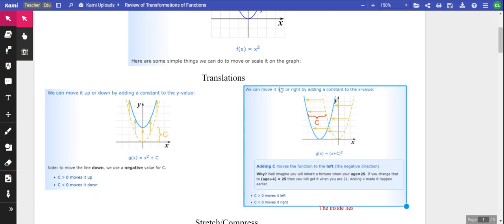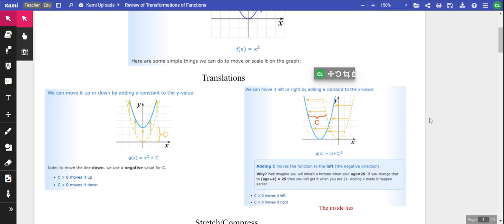When dealing with horizontal translations, moving left or right, this is where it gets a little bit tricky. If I add a value inside my function, so you can see I'm now inside that squared, I actually move towards the negative. So this is kind of counterintuitive. You would think, oh, I'm adding to my x, I need to move to the right. But the inside lies. When you see that positive on the inside, it actually causes your graph to move to the left.